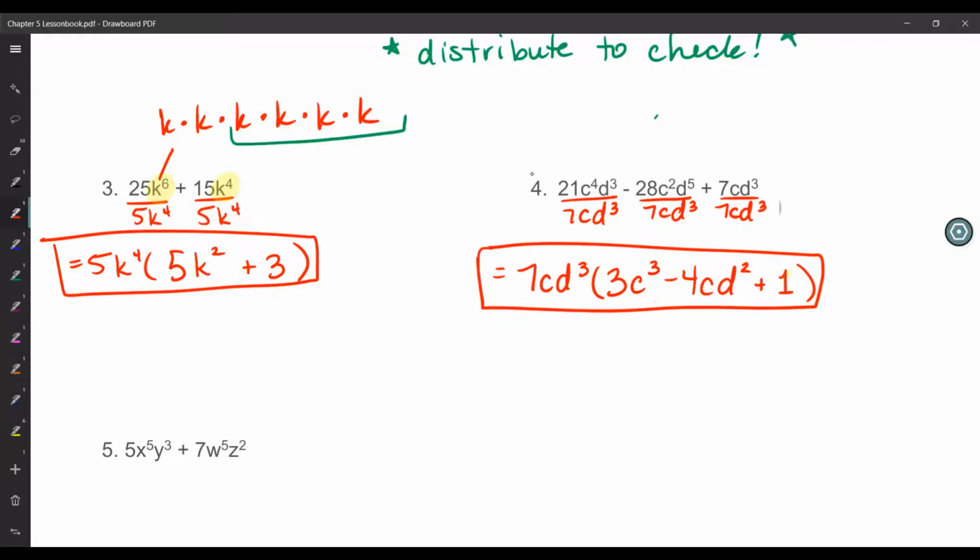Now, if I missed a D, for instance, or something like that, you would see maybe that there's a D here, a D here, and a D here. So we want to just make sure that we go through and check in the brackets for any remaining common factors that maybe we missed in our first step.